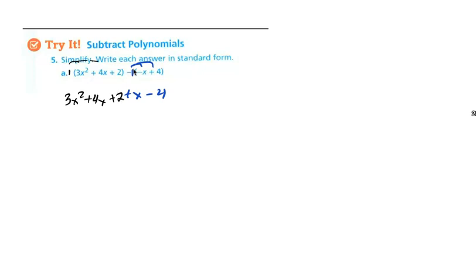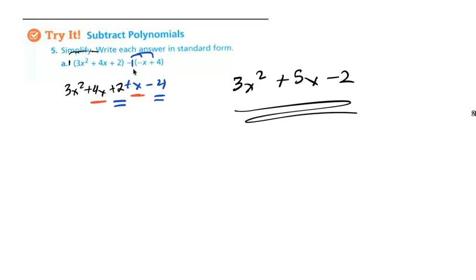Then once you're here, you just add up like terms. So the 4x with the x, the constant term with the constant term, and the 3x squared is by itself. So you get 3x squared plus 5x minus 2. And so this is a trinomial, and it's in standard form. The highest power is here, and it has the highest power of 2. And that's the lesson.